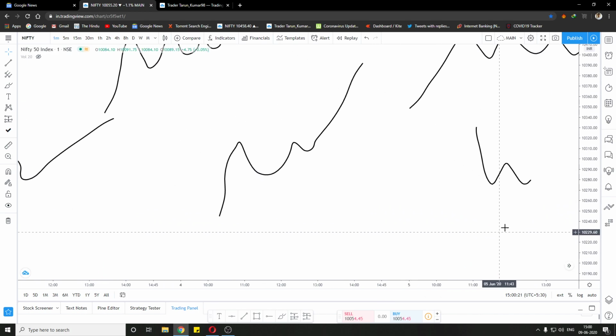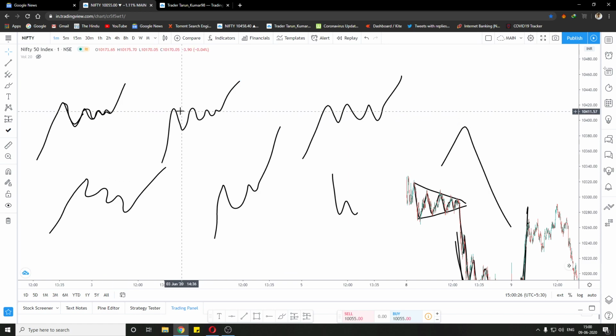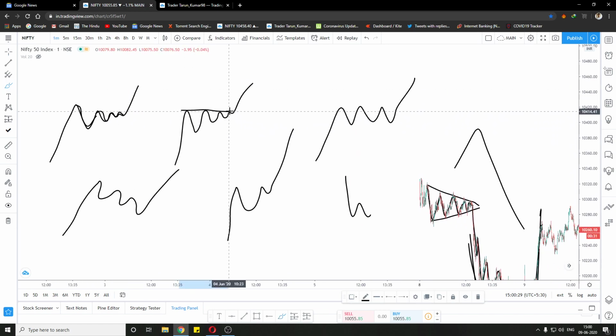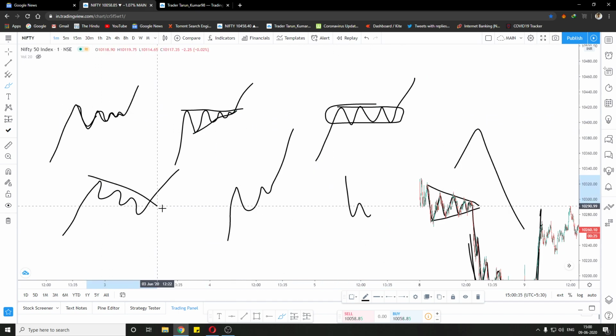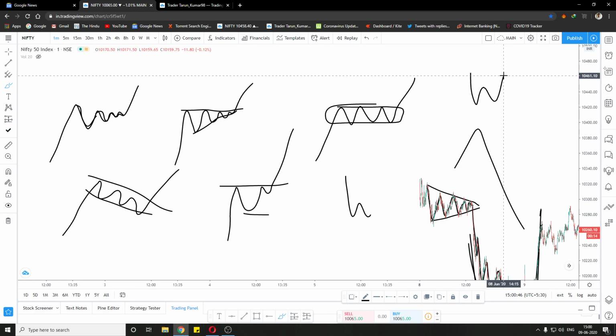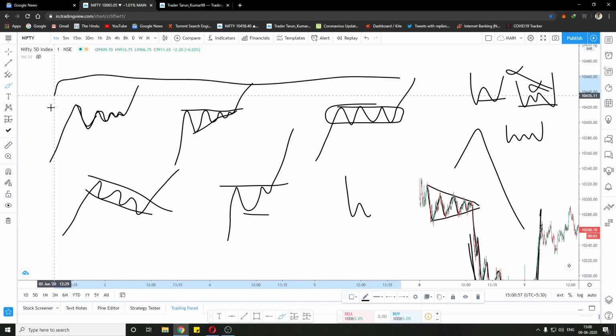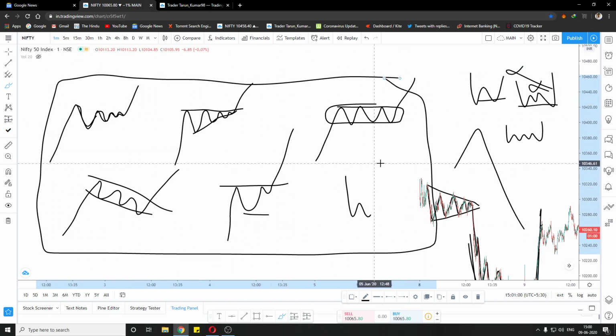So I hope the patterns are clear. The 5 patterns: the symmetrical triangle, the ascending triangle in which the market is moving to the resistance side, then the rectangle pattern, the bullish flag, and the cup and handle. These are the patterns which are accurate. I do not trade double bottom or triple bottom and all, because these are not breakout trades. I want to trade breakouts, so that is not my trading style. I use these 5 patterns which I have found to be successful.